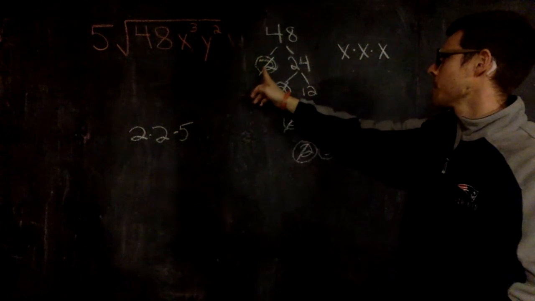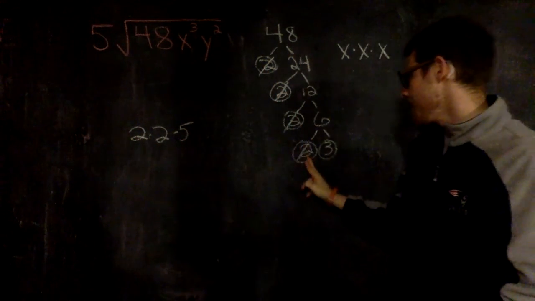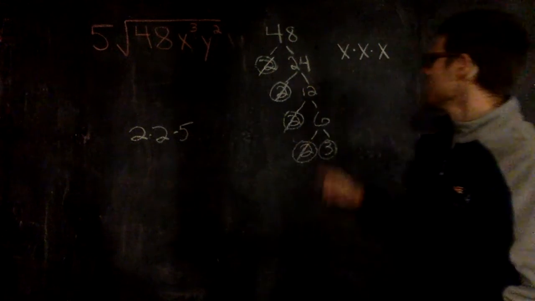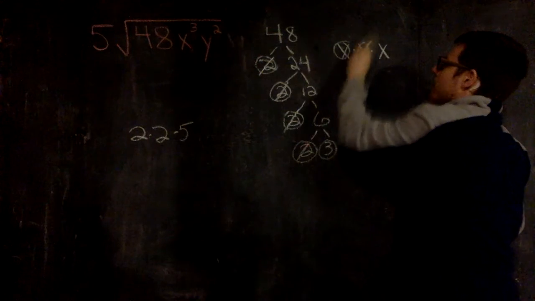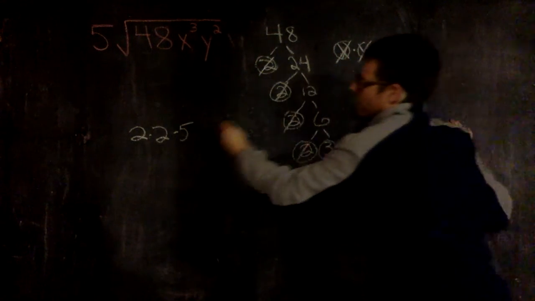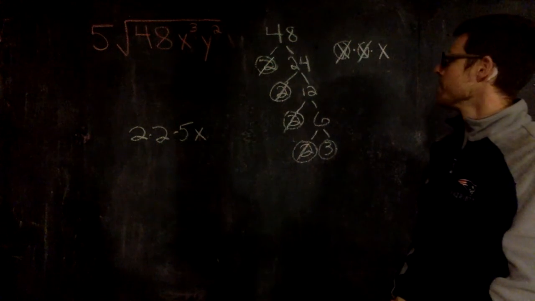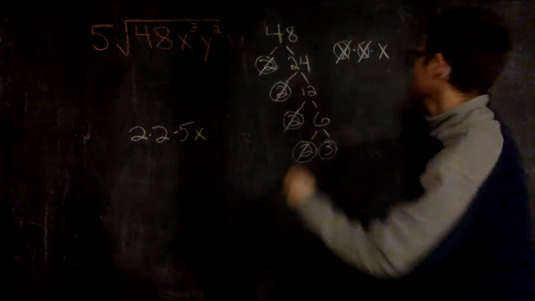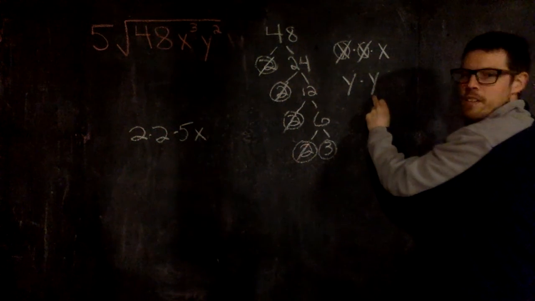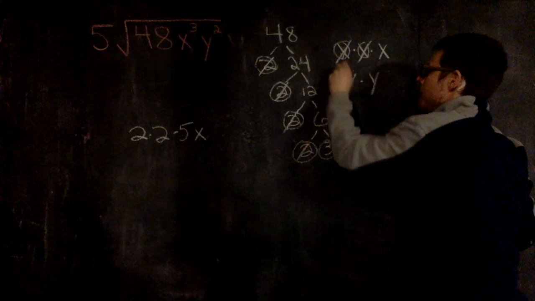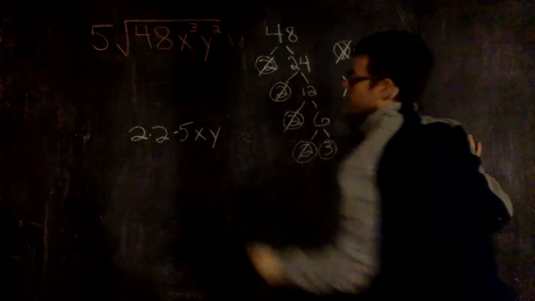Now, just like we had over here, I had a pair of 2, so I pulled out a 2. I had another pair of 2, so I pulled out a second 2. I've only got one pair of x, but I have a pair. So I'm going to get rid of that pair, but I'm going to list it just as a single x over here in my answer. I have y squared. Well, that's just 2 of them, but that's enough to generate a pair. So since I have a pair of y, I get to pull that pair out as a y.